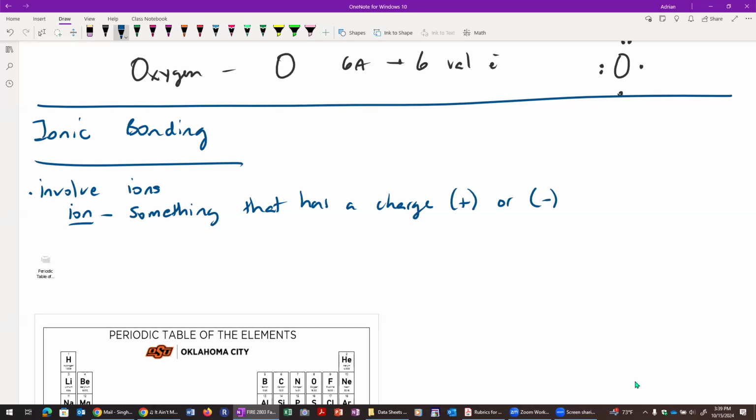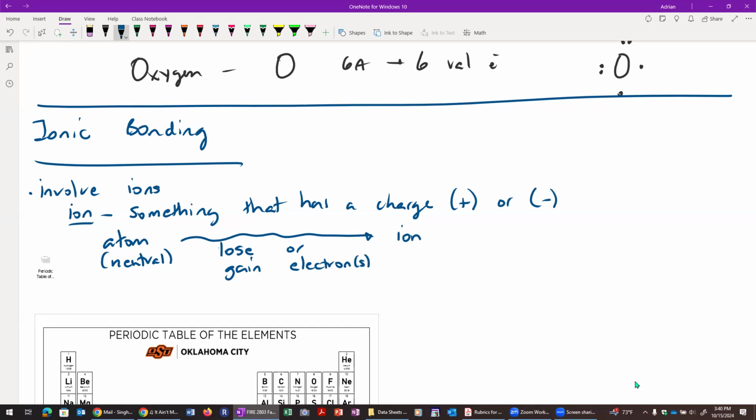So how would an atom become an ion in the first place? Well, we know atoms are neutral, right? The number of protons equals the number of electrons. In order for an atom to become an ion, we can't mess with the protons. Those are the things you have in the nucleus. What you can mess with is the number of electrons. So in order for an atom to become an ion, it must either lose or gain one or more electrons.